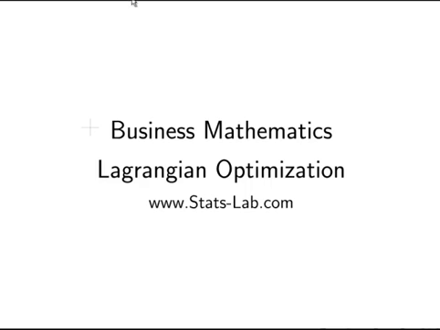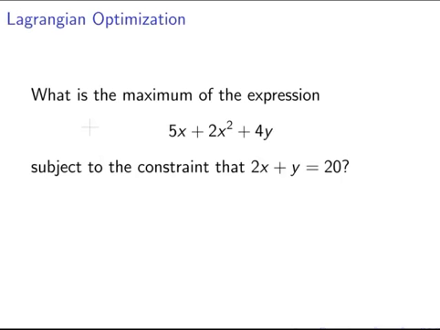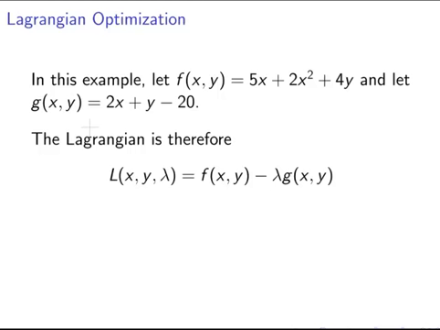In this presentation, we are going to look at Lagrangian optimization. So here is the problem. What is the maximum of the expression 5x plus 2x squared plus 4y subject to the constraint that 2x plus y is equal to 20? So what we're going to do is use Lagrangian optimization.